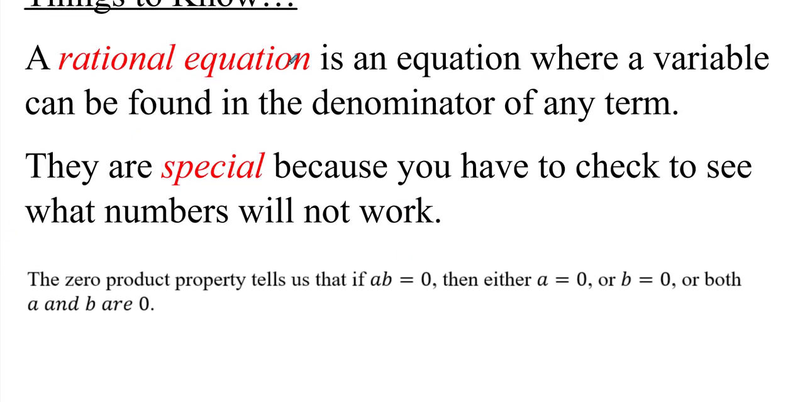We already talked about it a little bit, but a rational equation is where the variable can be found in the denominator of any term. So it doesn't have to be all of them, it could just be one of those. And these are very special, because you got to check to see what numbers won't work. This is what we talk about, the zero product property. We know that if we have two factors and either one of them is 0 or both of them are 0, we're going to get 0. This is going to be kind of useful to kick around in your head from time to time. Alright, let's jump into our first example.